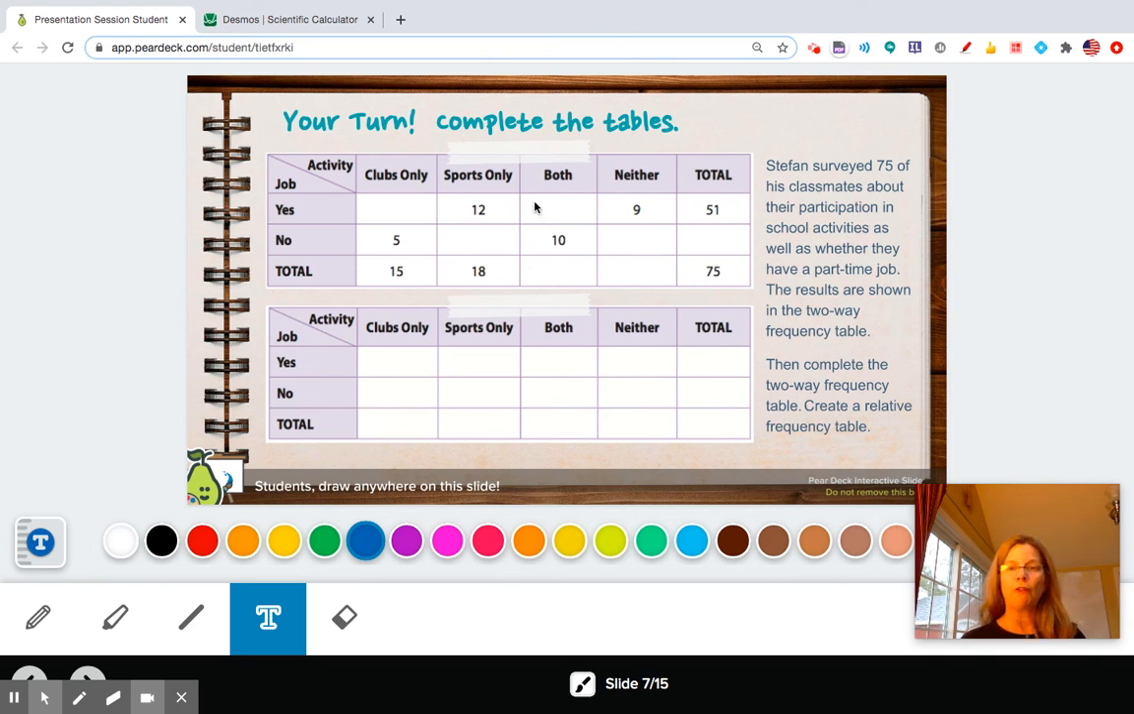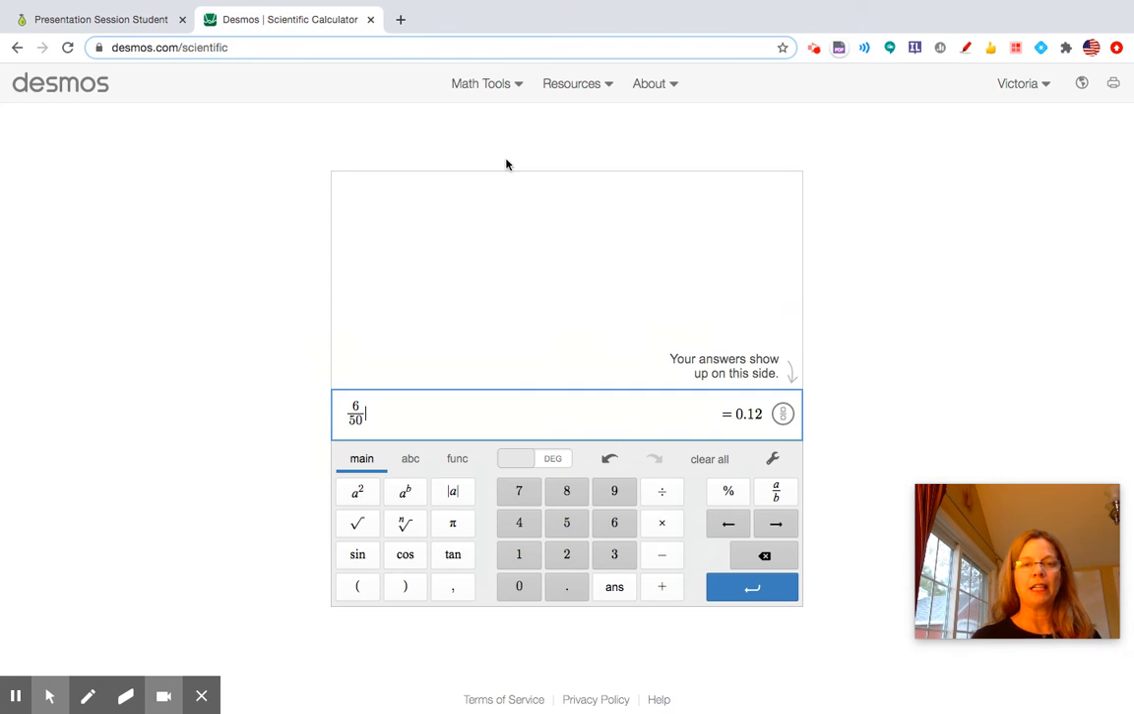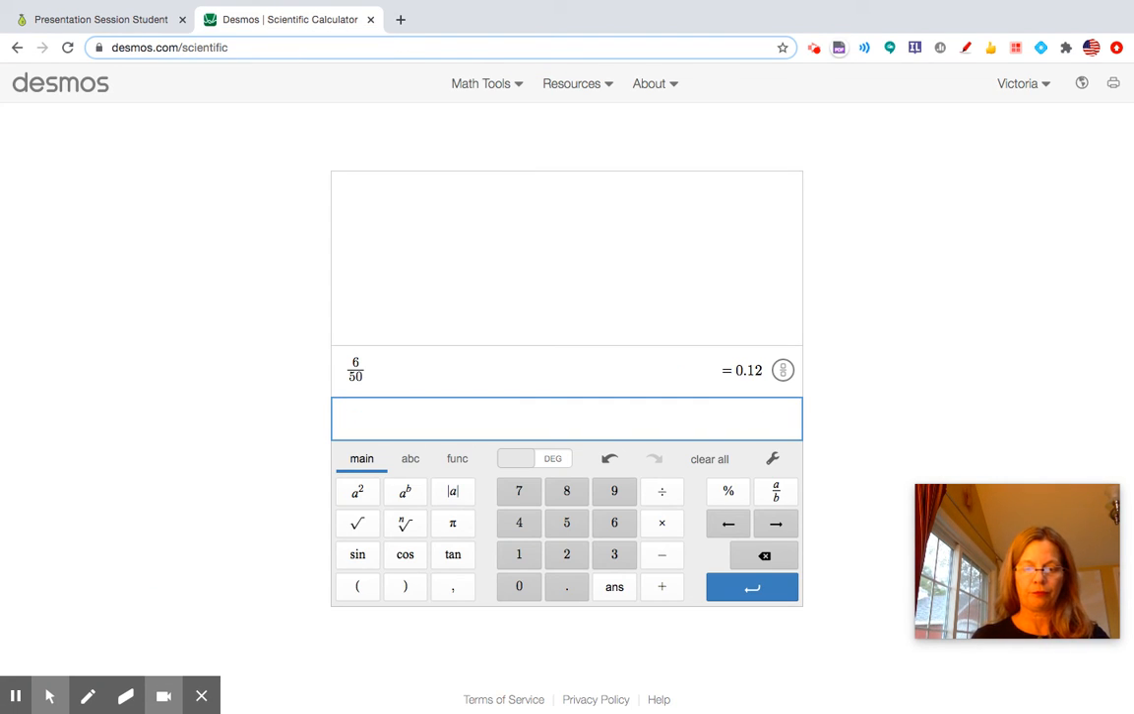So it says to complete the two-way frequency table. Well, first we have to complete the regular two-way table. And I'm noticing here that some number plus 5 equals 15, right? So this has to be 10. And I know that you've had practice doing this. 12 plus something equals 18. This must be 6. And over here, 51 plus, is it 24? And I could just do 75 minus 51 to get that.